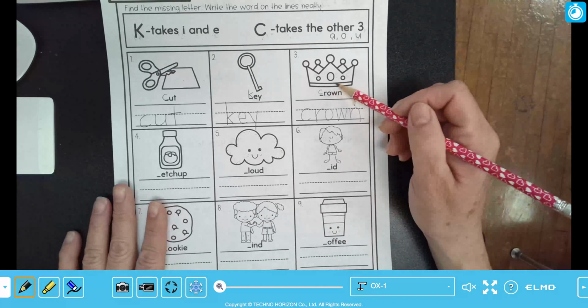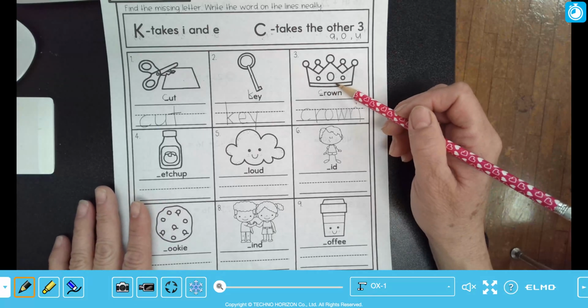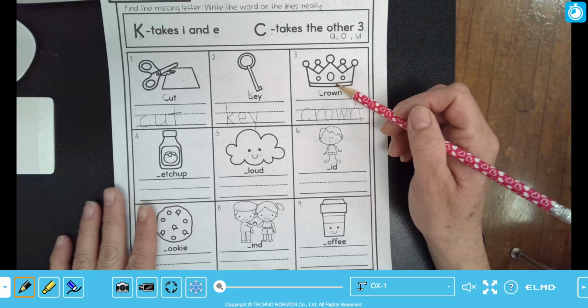Okay. If you finish writing down crown, we're going to move on. If you haven't finished, just pause the video so you can finish it, okay? All right, here we go.